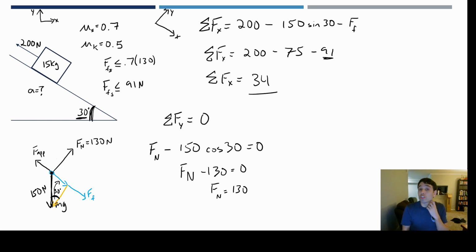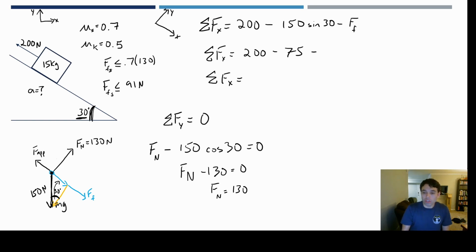That means we need to switch from static friction to kinetic friction. So this number here is going to change. So I'm going to erase 91. 75 stays. I'm going to erase this guy. Now, what's the friction force for kinetic friction, now that we know the box is moving up the ramp?